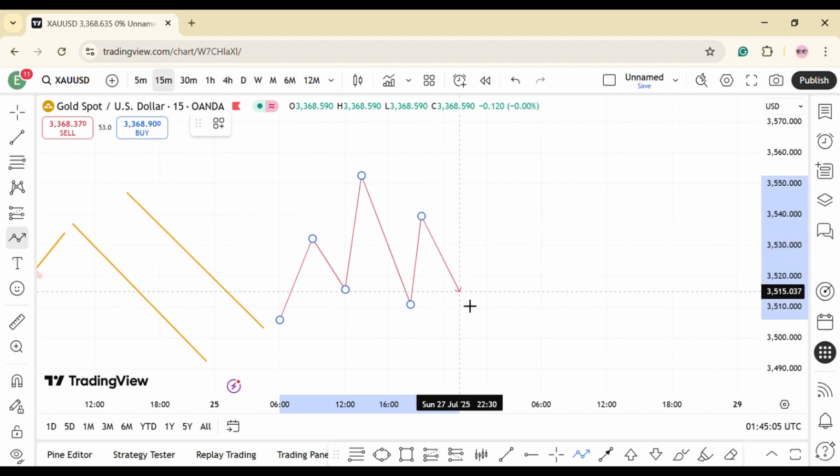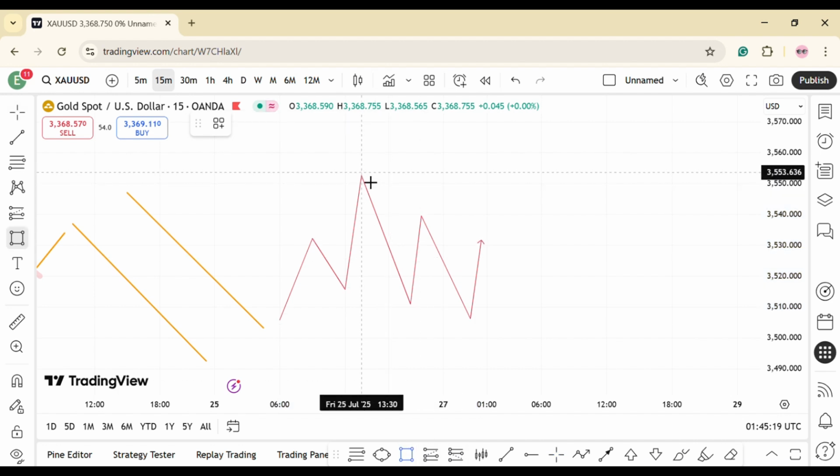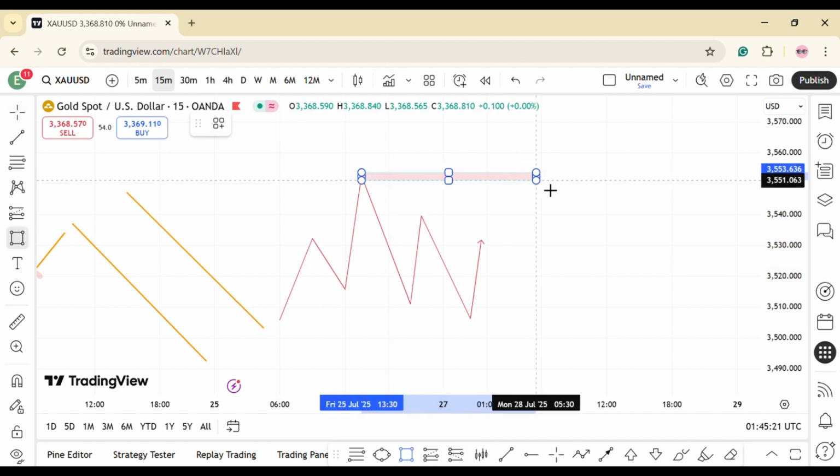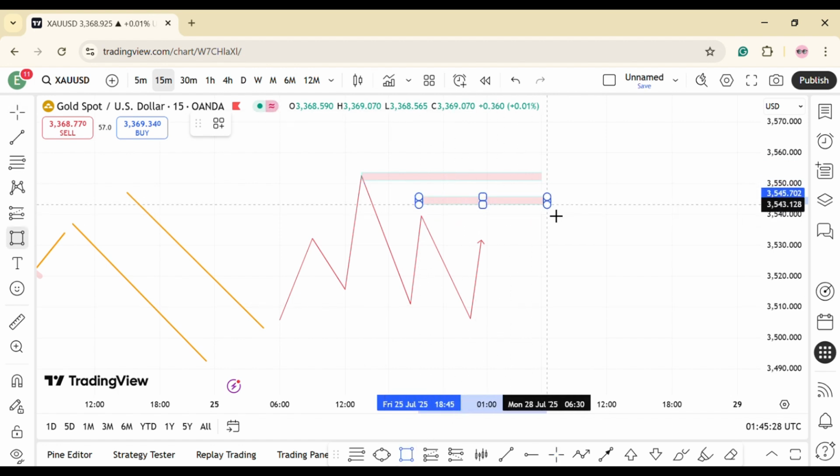Maybe sometimes it breaks structure again. You're like, oh, yes, then it pulls down. What the market does most of the time now is that it is supposed to respect this supply zone here. Okay, let me mark out all the supply zones. So mark this supply zone. We have two supply zones. You can see that these two supply zones are close.